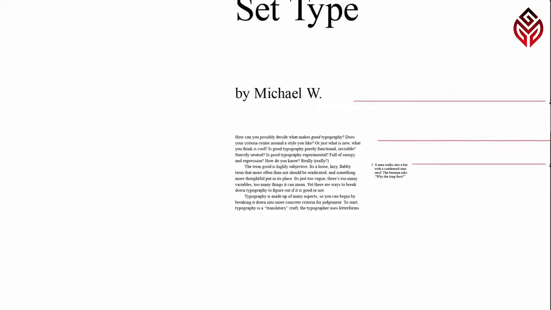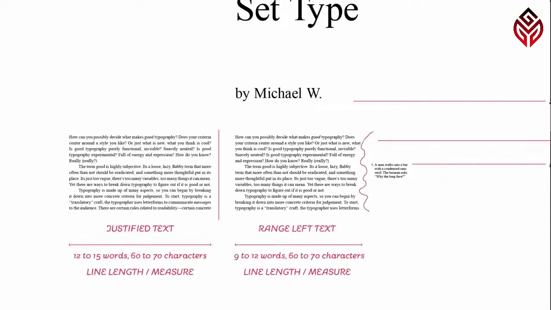And one of the first things to think about is how that text is going to be aligned. The two most commonly used settings for text are either justified or range left. So here let's look at range left, also known as rag right. When the text is range left, you can see on the left hand side it aligns evenly, whereas on the right hand side it's uneven or ragged.